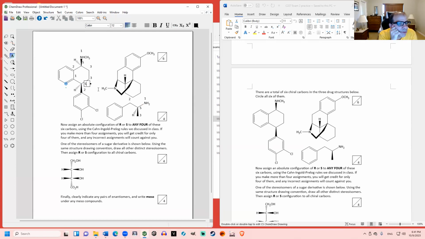I think I'll also do this one, which is the hardest one of all. Let's verify that this one is also S. So I think the first priority group is going to be the CH that's attached to a nitrogen. Then the CH that's attached to a carbon. This is attached to 2 CH2s over here and over here. And third priority is this CH2 over here.